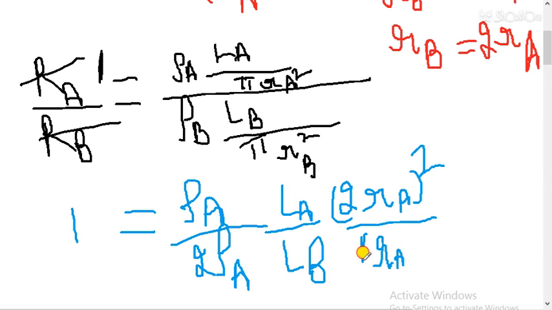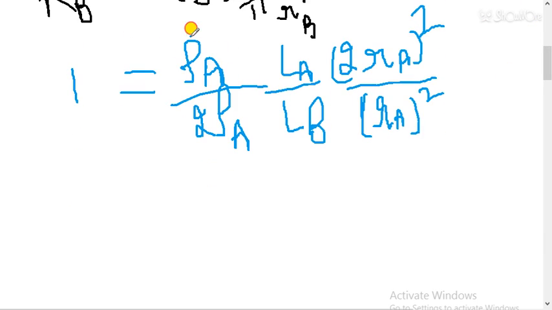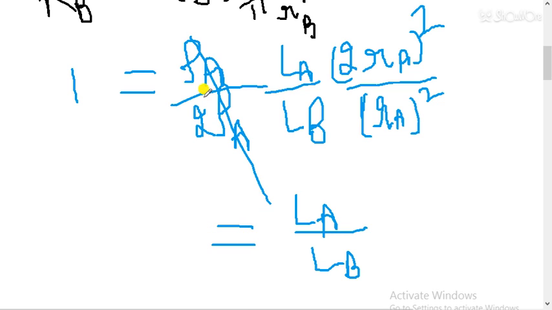Students, you have to put these values, and in the next step you can cancel rho A. We have to find the ratio LA by LB. So LA by LB becomes equal to this 2, and this 2 goes here, so 2 by 2 times 2 is 4, so 2 by 4 will be the answer, and we can write it as equal to 1 by 2.